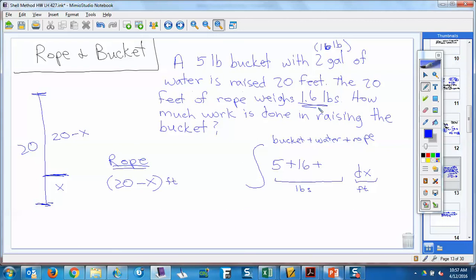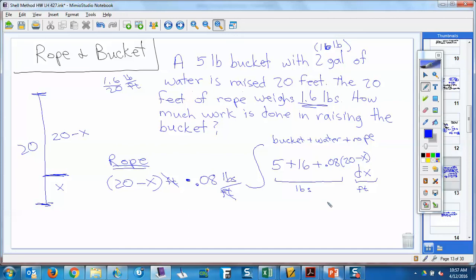So what's 1.6 divided by 20? That'd be pounds per foot, right? What's 1.6 divided by 20? 0.08. Doesn't that give me pounds? 0.08 times 20 minus x would give me pounds of rope. There's my integral right there.